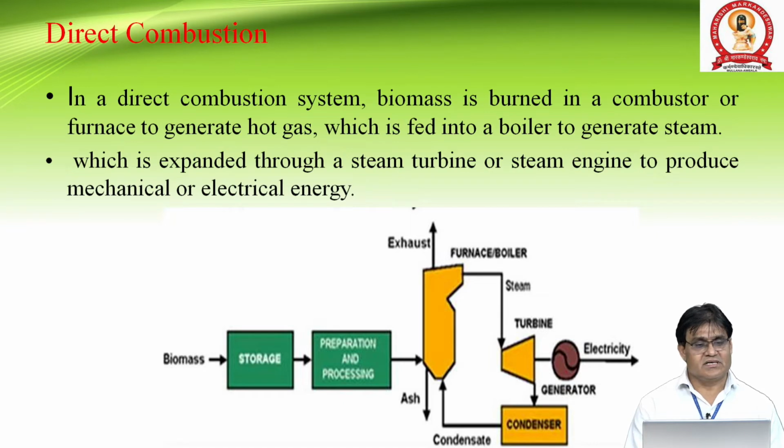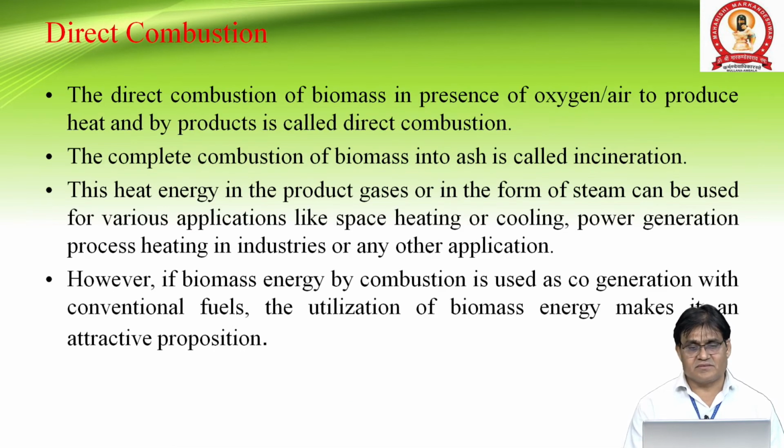Direct combustion process. In a direct combustion system, biomass is burned in the combustor or the furnace to generate hot gas, which is fed into the boiler to generate steam, which is expanded through a steam turbine or a steam engine to produce mechanical or electric energy. This is the flowchart. The biomass is stored, then prepared and processed. The biomass goes to the furnace or boiler, which converts the heat from burning the biomass into steam. That steam is supplied to the steam turbine to generate electricity.